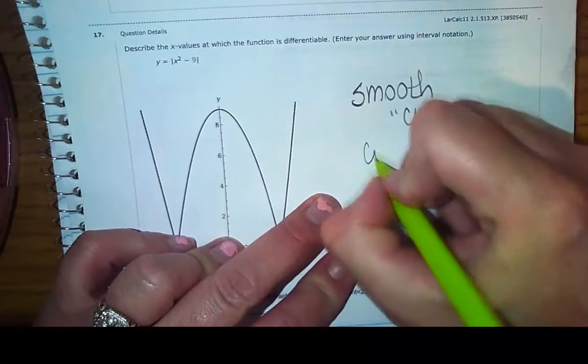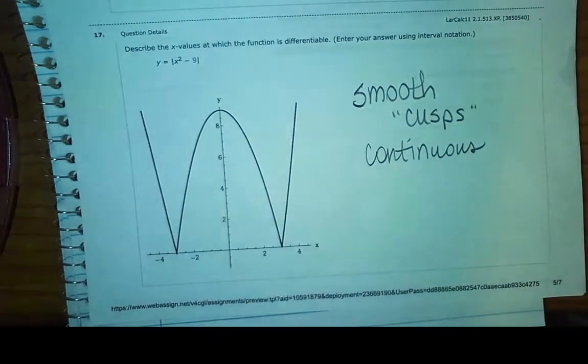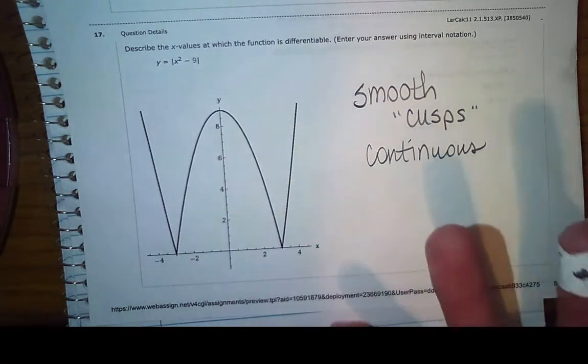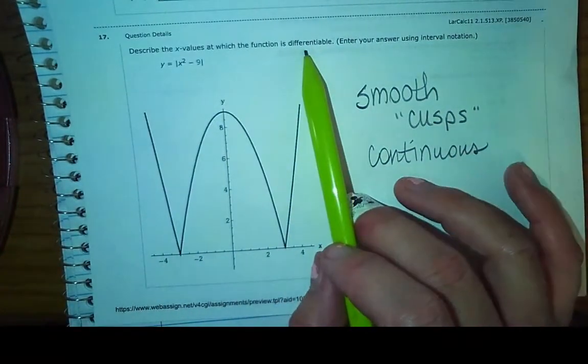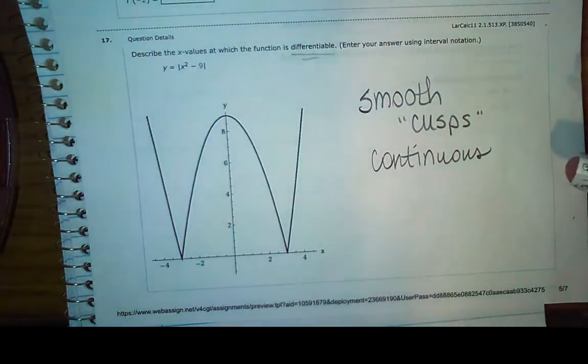It also needs to be continuous, and that should just be common sense, because if there's an asymptote, there's not a function. So if there's a hole or an asymptote, there's not going to be a derivative there. So as long as your function is smooth and continuous, you're good to go. So describe your x values at which your function is differentiable. That's a fancy way of saying, where can I safely take a derivative?